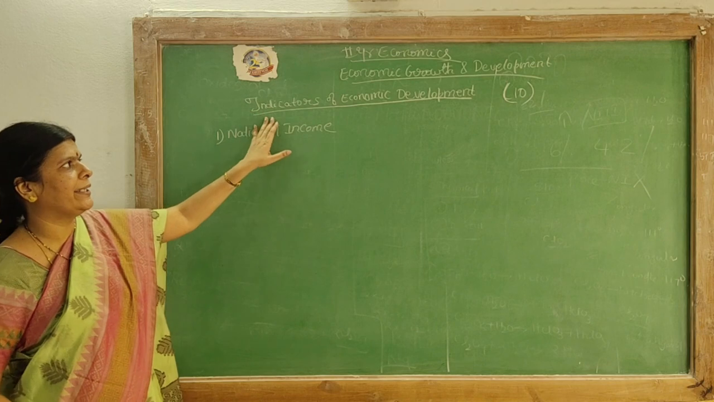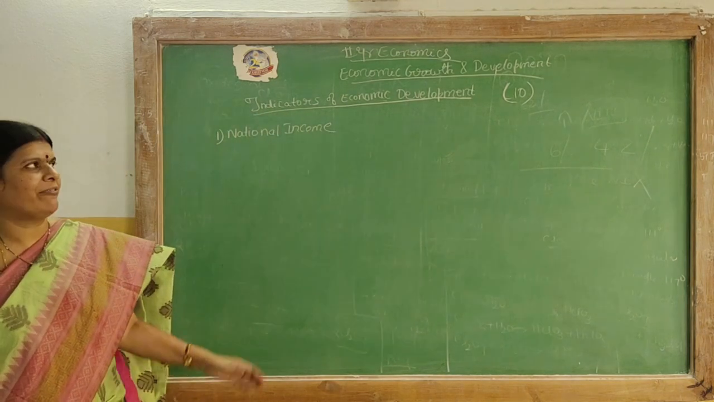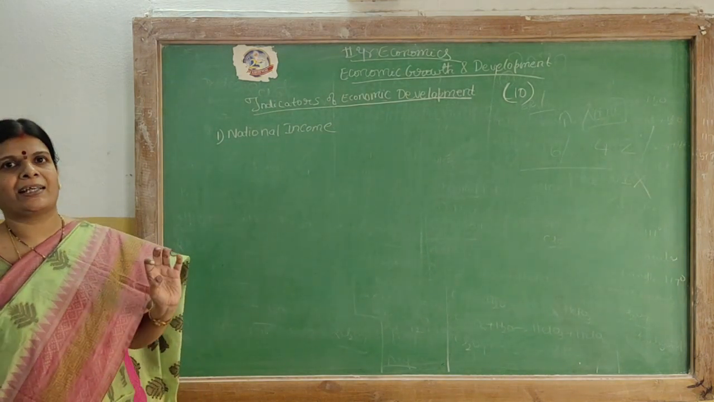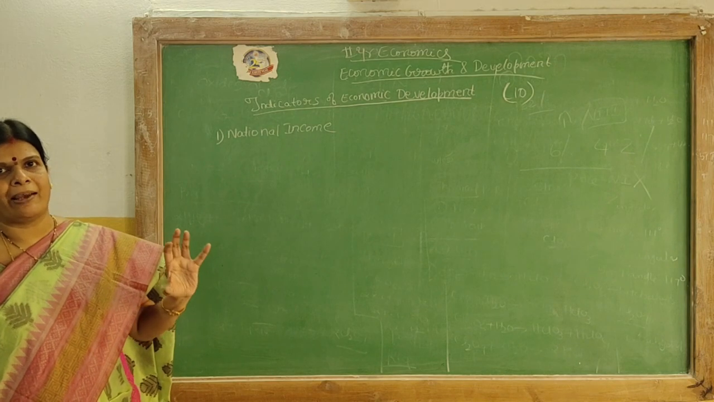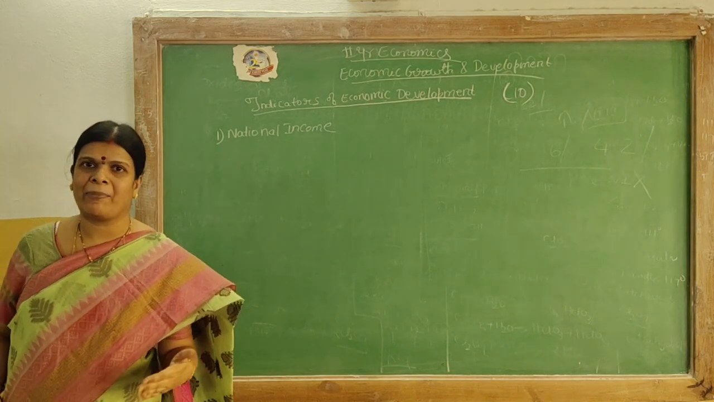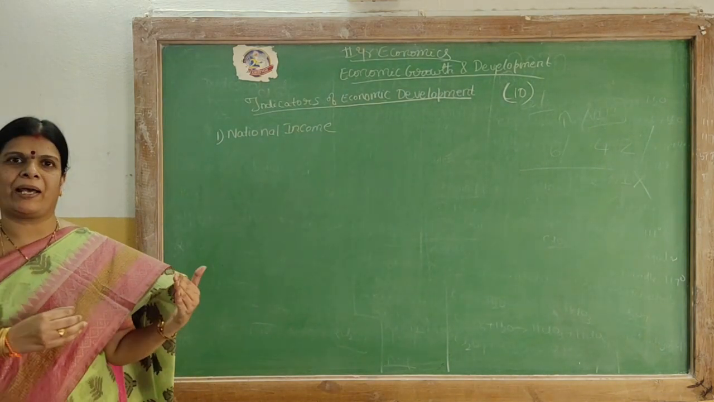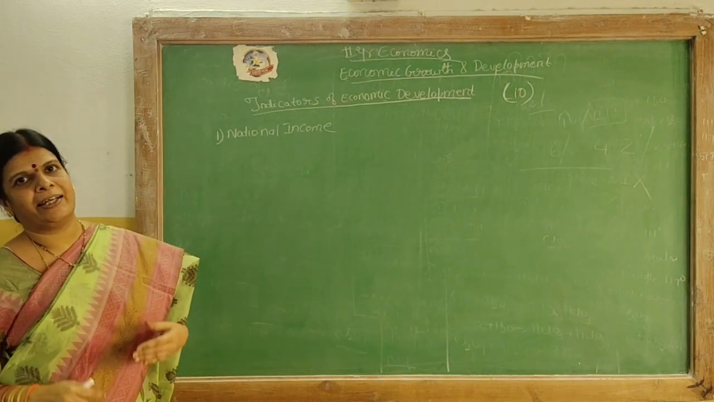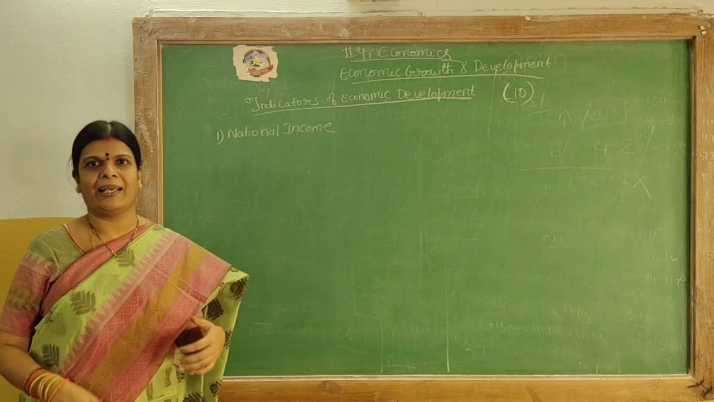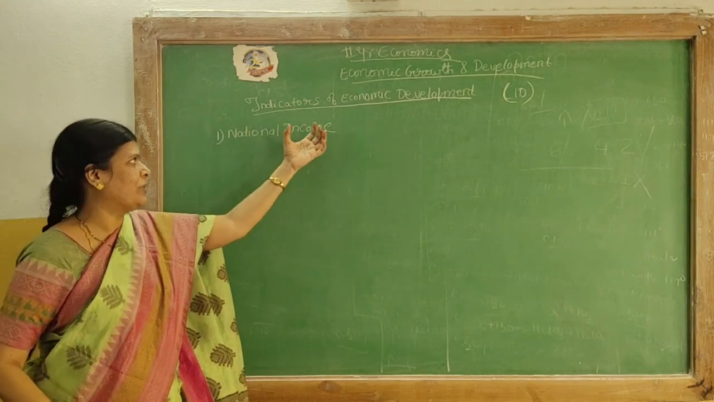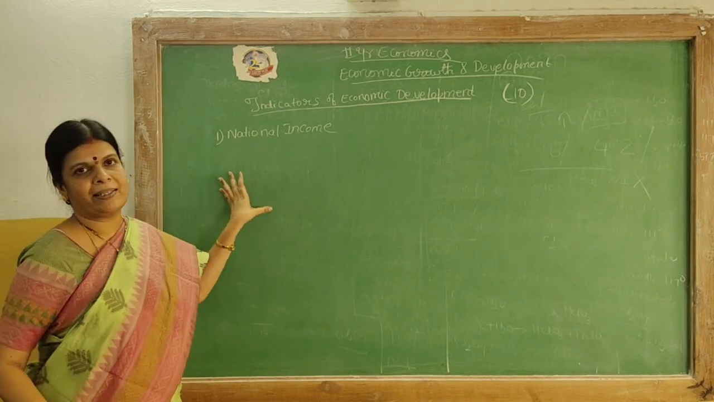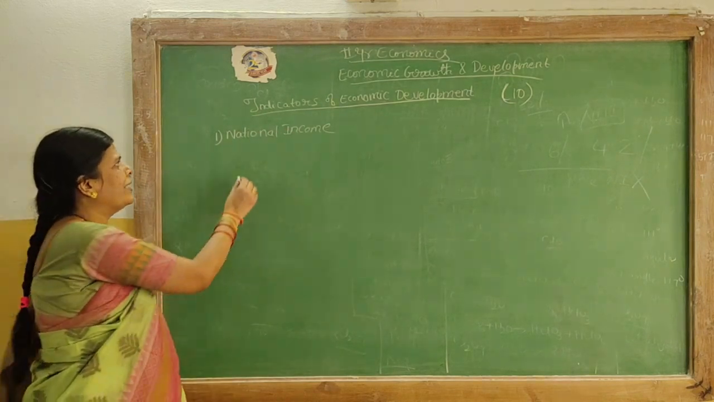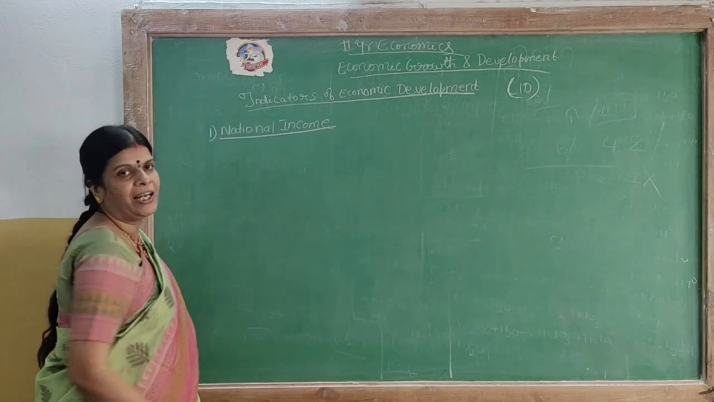Students, now I will explain the indicators of economic development. As I said, it is very, very important. What are indicators? They are the signs that there is economic development. Some have taken GDP, some have taken per capita income, some have taken the physical quality of life, some have taken the human development index as indicator. Now basically in this chart, there are 10 indicators which say that there is economic development. The first one is national income.